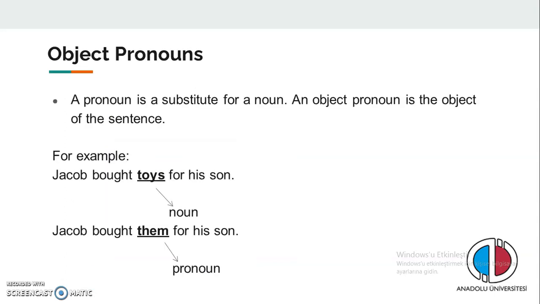Object pronouns. A pronoun is a substitute for a noun. An object pronoun is the object of the sentence. For example, Jacob bought toys for his son. Here, toys is the object of this sentence and it's a noun. Now we're going to replace it with a pronoun. In the next example, Jacob bought them for his son. What's them here? Toys. It's the same in fact.